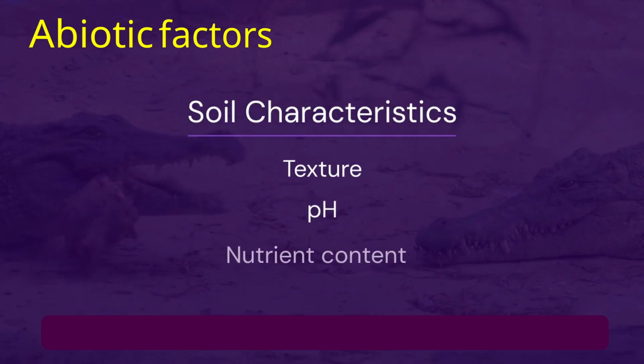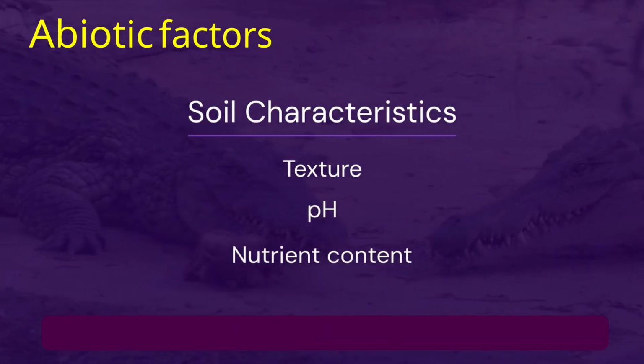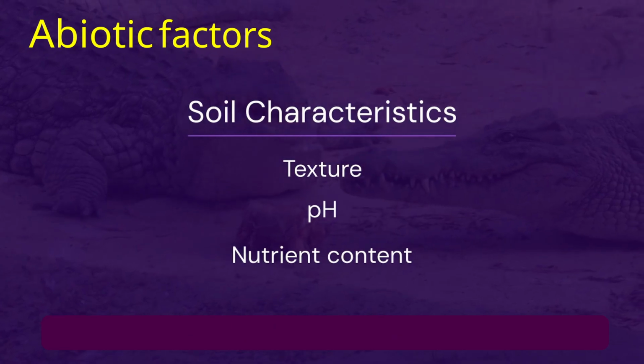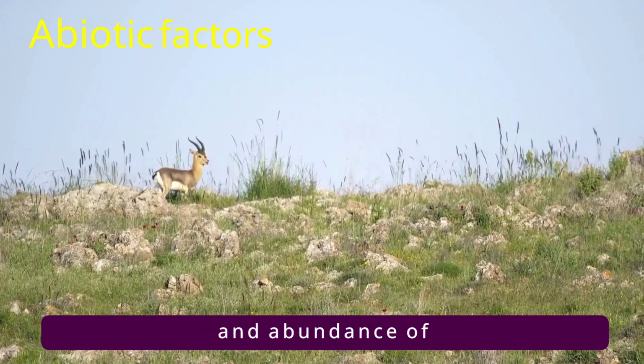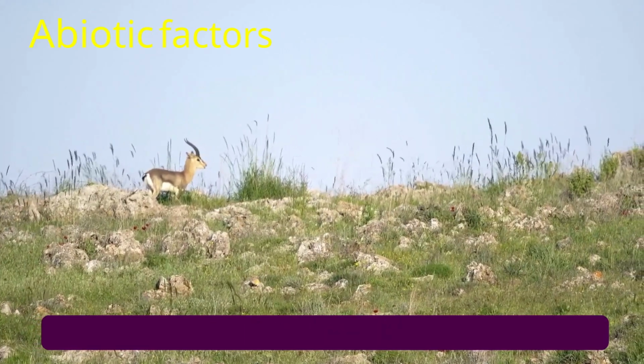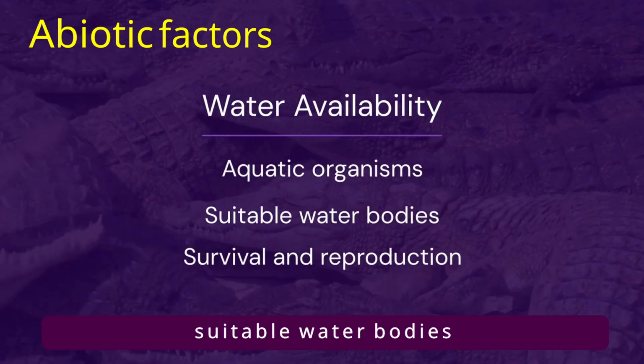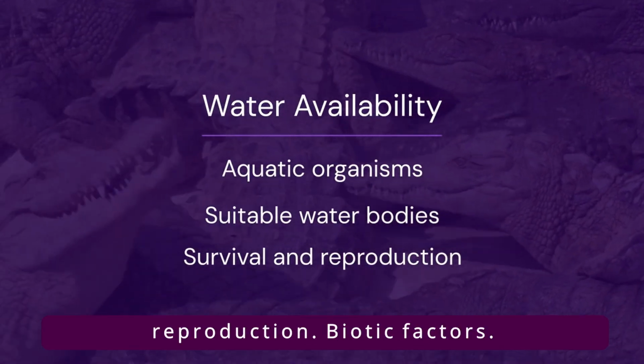Soil characteristics. Soil properties, including texture, pH, and nutrient content, influence the distribution of plants, which in turn affects the distribution and abundance of associated organisms. Water availability. Aquatic organisms depend on the presence of suitable water bodies for survival and reproduction.